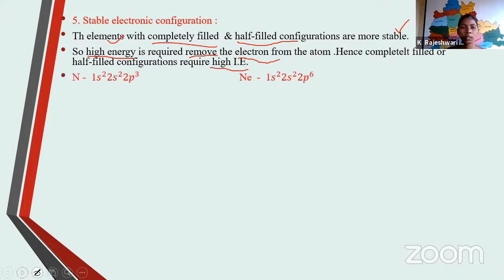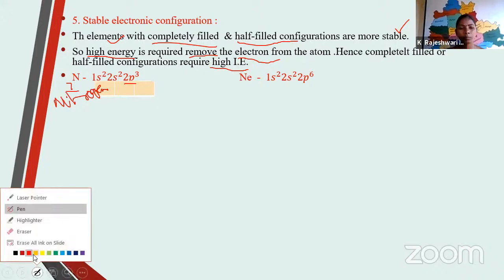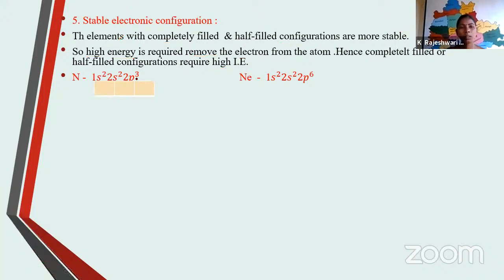So let us understand with this example. Here N means nitrogen. In nitrogen, the atomic number is 7, right? So 1s2, 2s2, 2p3. So let us see this last 2p3 electrons. This is the last 2p3 electrons subshell, because p will be having 3 orbitals. Here in each subshell, 3 electrons are there.